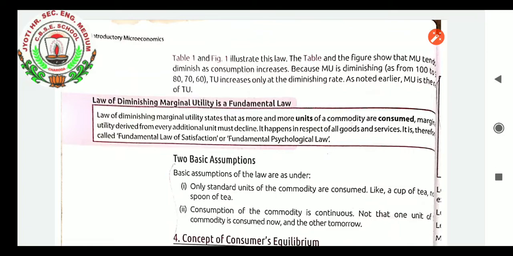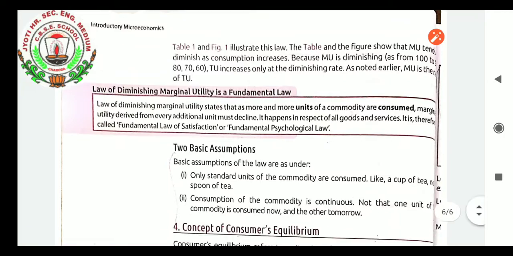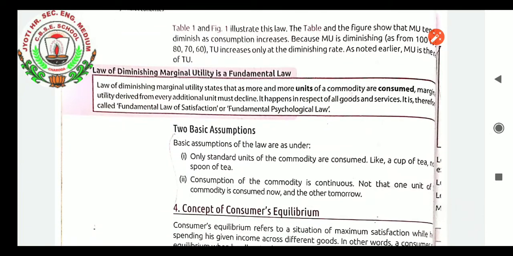The law of diminishing marginal utility is a fundamental law because it is universally applicable. The same thing will be true for every person. It states that as more and more units of a commodity are consumed, the marginal utility derived from every additional unit must decline. It happens in respect of all goods and services. It is therefore called the fundamental law of satisfaction, a fundamental psychological law.